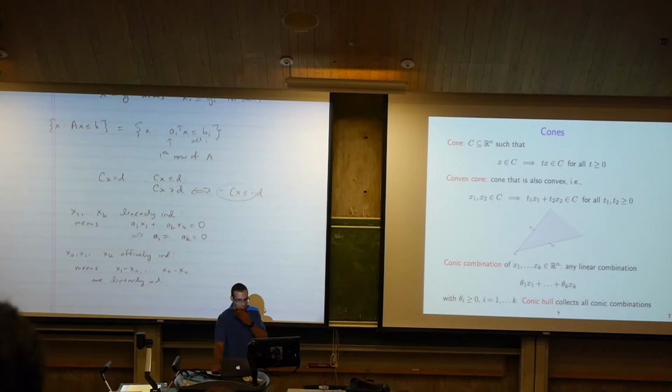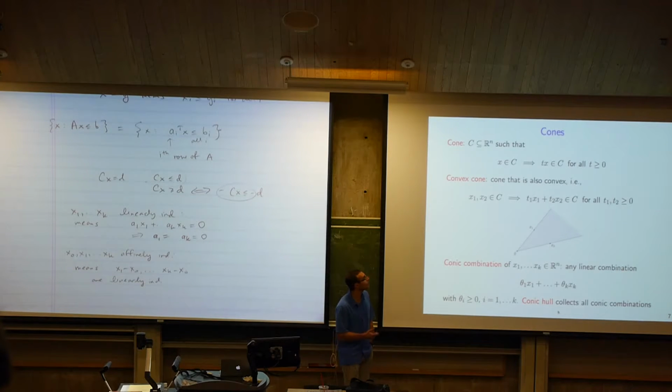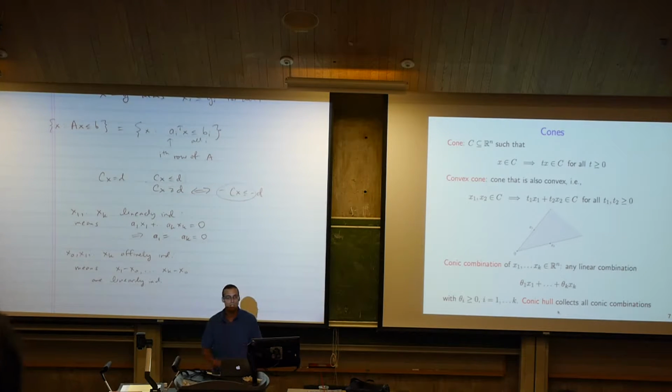How about some other sets? Cones are interesting and important. We'll talk about conic programming later in the course. It turns out cones are very general objects. A cone is a set that has the following property: if I have a point x in C, then tx is in C for all t that are non-negative. That's what defines a cone.